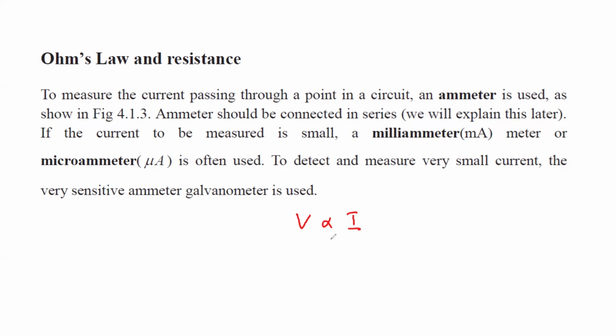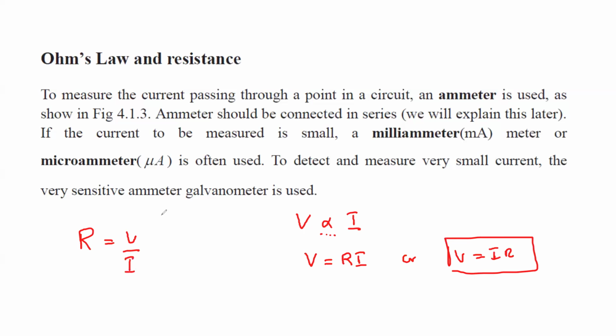So V is directly proportional to I. Whenever we replace the proportionality sign, we always replace it with an equals sign and a constant. So V equals R I, or we can also say V equals I R. This is a formula which relates the voltage and the current. So what is the resistance? Simply, resistance is the ratio between the voltage and the current.